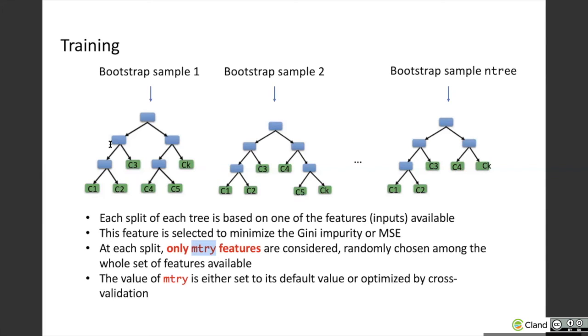So for example, if you have 33 inputs, mtry would be set equal to 11. But quite often, the default value is not the optimal value. So it is recommended to test different values of mtry and check which one is the best one by cross-validation.